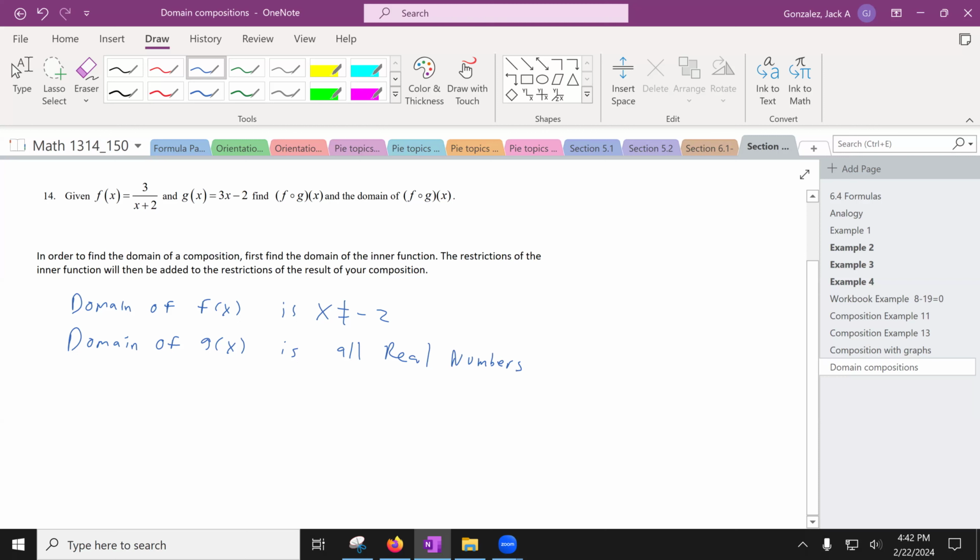So the final answer would just be 5/4. That one has no restriction. All you have to worry about is the restriction of the inside. The final answer is the same.